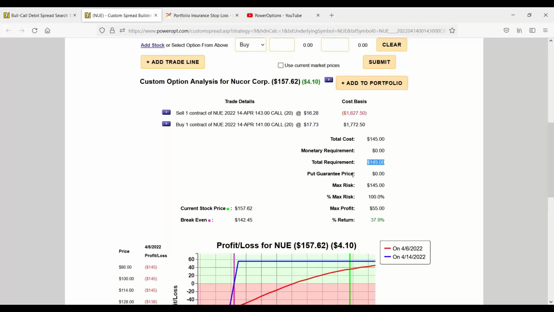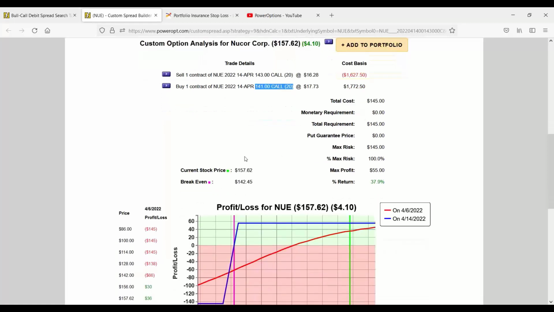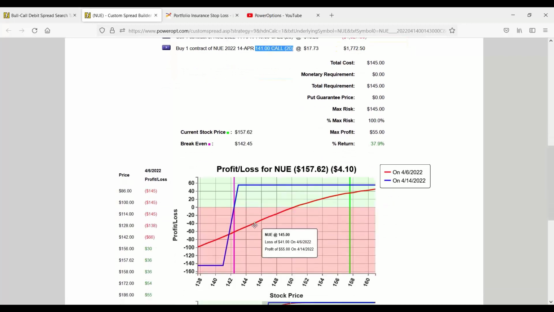The maximum risk is $1.45. If the stock falls below our bought call strike of $1.41, both calls will expire worthless. We'll lose the $1.45 debit. If the stock stays above $1.43, the sold call strike price, we're in the money where we want to be. We'd exercise the long to deliver the short at expiration. Technically, our brokers would. We'd get $2 back, so we'd get a return of $55 total off of a debit of $1.45. That gives us that 37.9% return on the position.